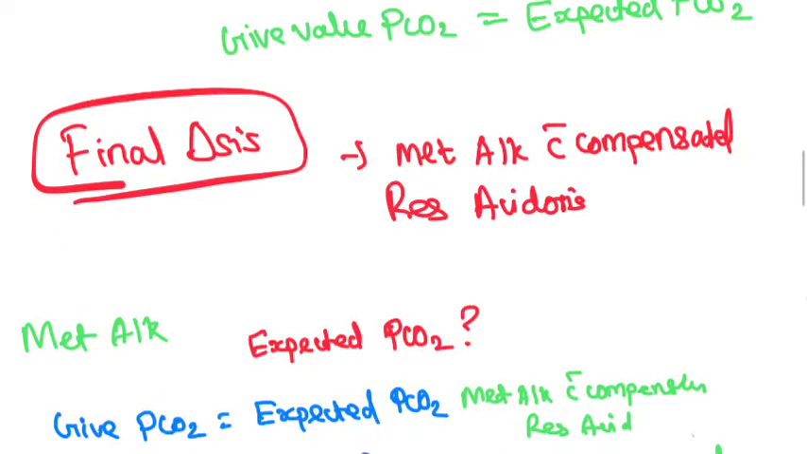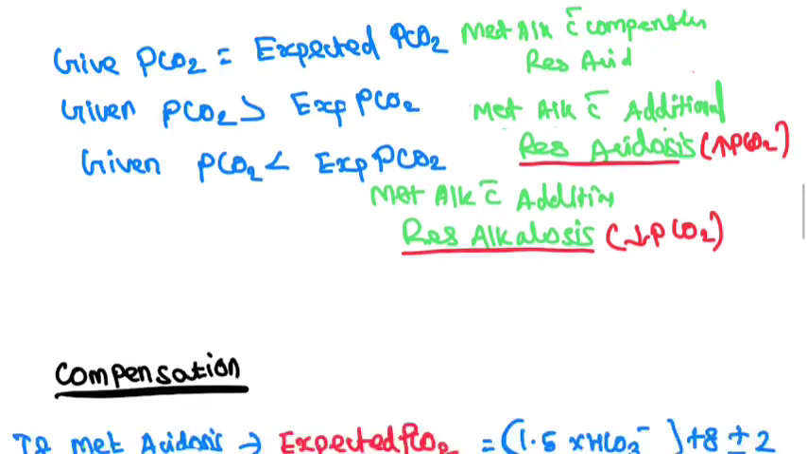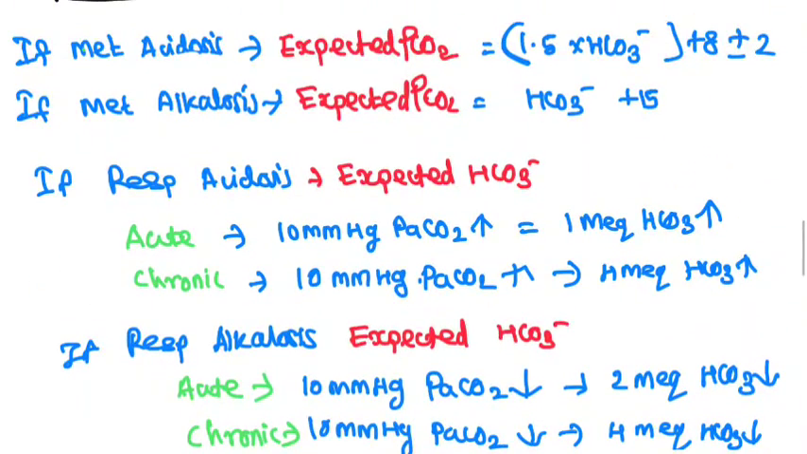If the given PCO2 value is more than the expected value, the final diagnosis changes to metabolic alkalosis with additional respiratory acidosis. If the given value is less than the expected PCO2 value, the final diagnosis is metabolic alkalosis with additional respiratory alkalosis. In all other cases, you have to apply the formula like that.